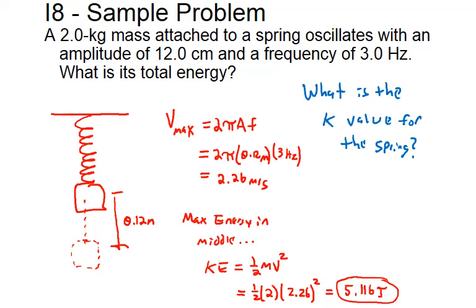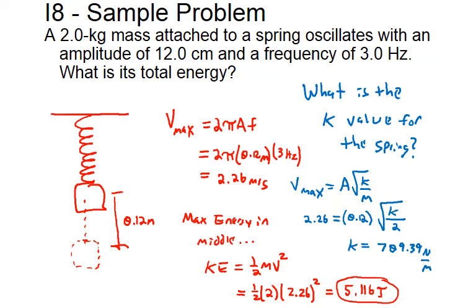And then let's go ahead and find the K value of the spring. So you can go ahead and pause the clip and try that. And when you're ready, you can hit play to continue to check that. All right, so that should be 709.39 newtons per meter, which would be the strength of the spring.